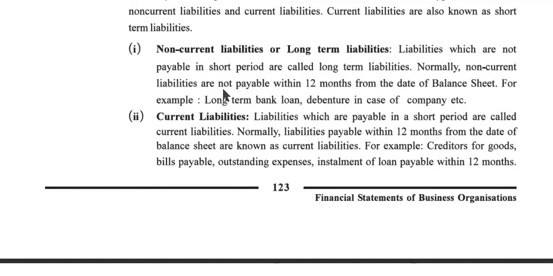Normally, non-current liabilities are not payable within 12 months from the date of a balance sheet. For example, long-term bank loan, debenture in case of a company, etc. If more than 12 months are there, then it is called long-term liability. And current liability means liability within 12 months we have to pay. It is called current liability.